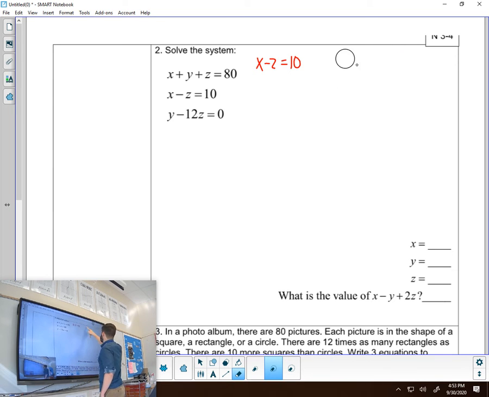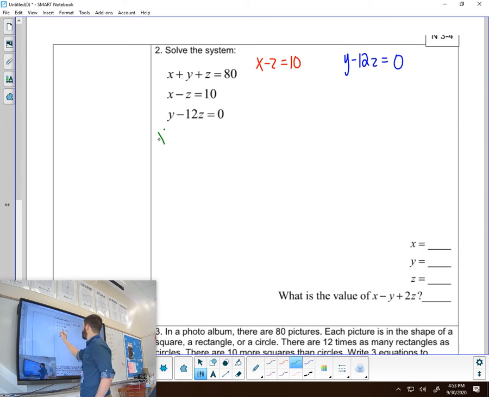I'm going to write this in a different color. So I'm going to write this in blue: y minus 12z equals 0. And I'm going to write this one in green. We're going to go x plus y plus z equals 80.